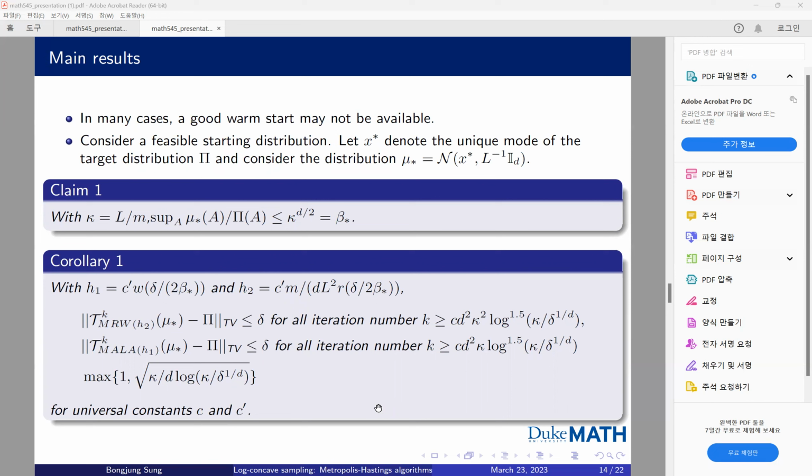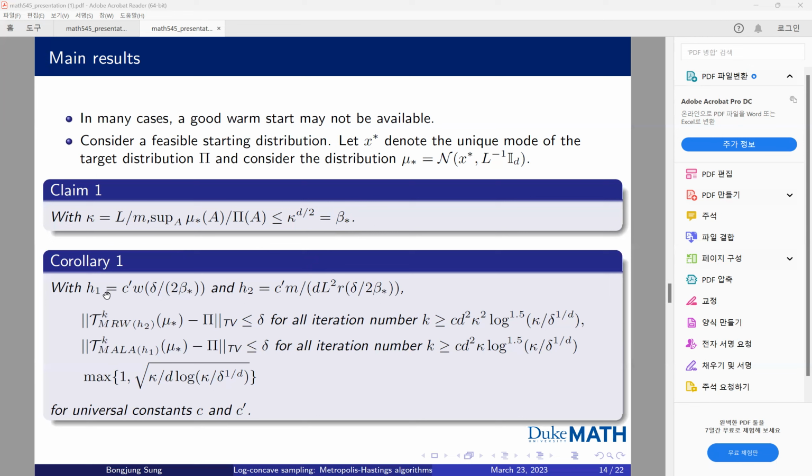But let's consider a feasible starting distribution instead. Suppose the gradient of f is available, so that we can find the unique mode of the target distribution, x star, and we consider the alternative initial distribution mu star. Then with kappa equal to L over m, we still have that mu star satisfies the warm start with the modified parameter beta squared. Again, with some step size depending on w, both MALA and MRW achieve some mixing time bound as follows.